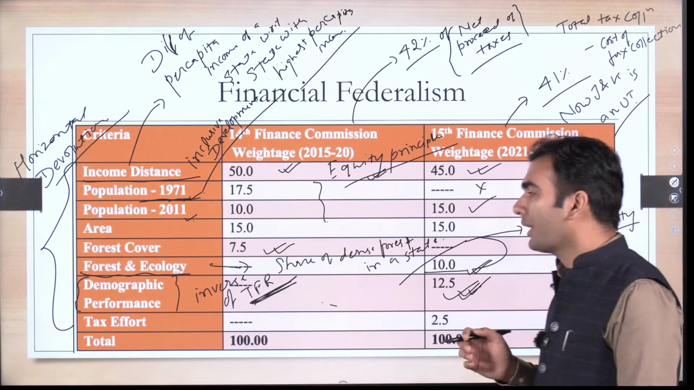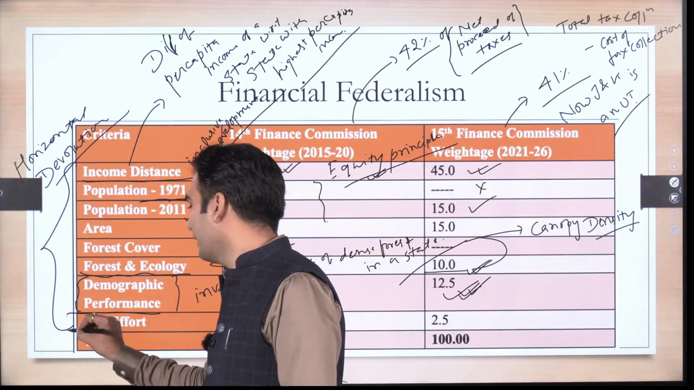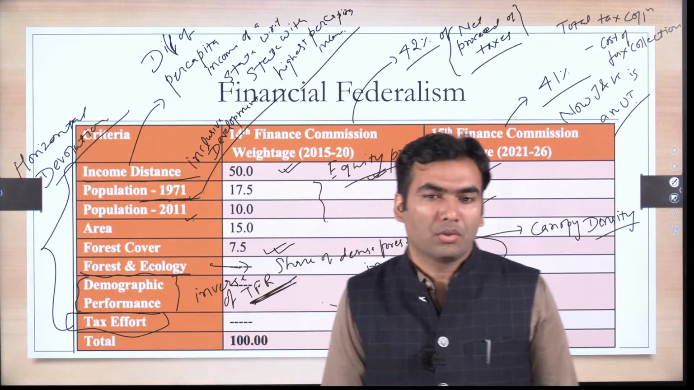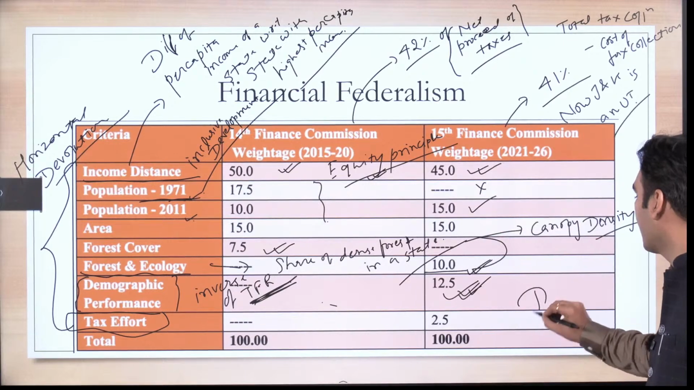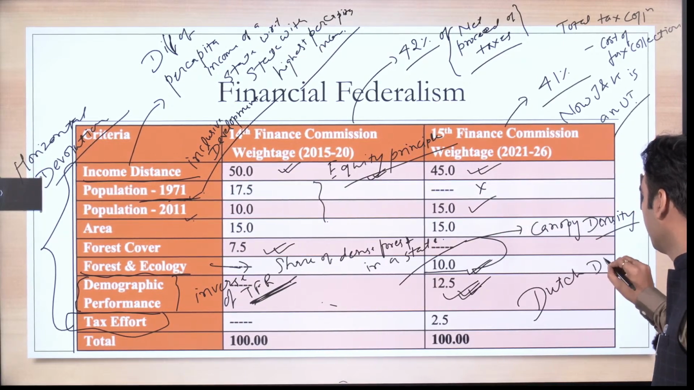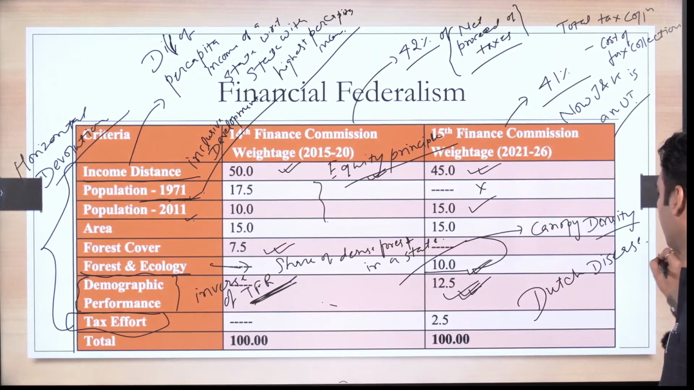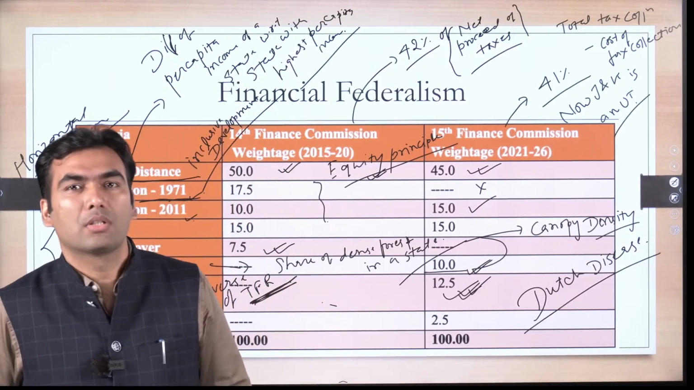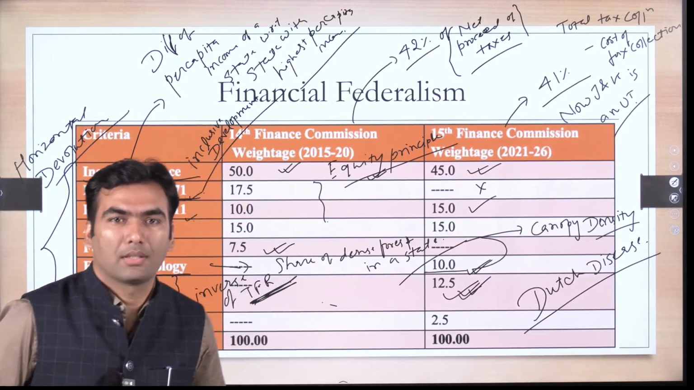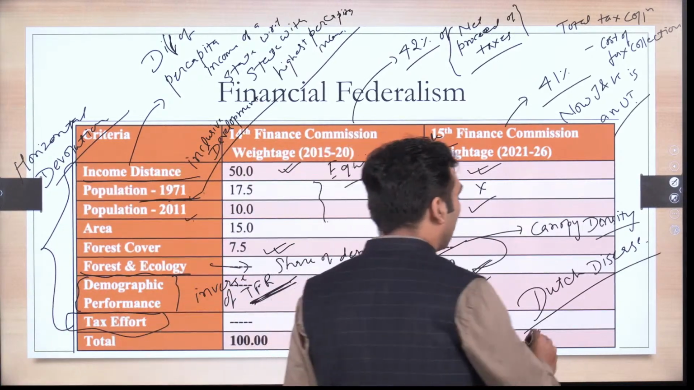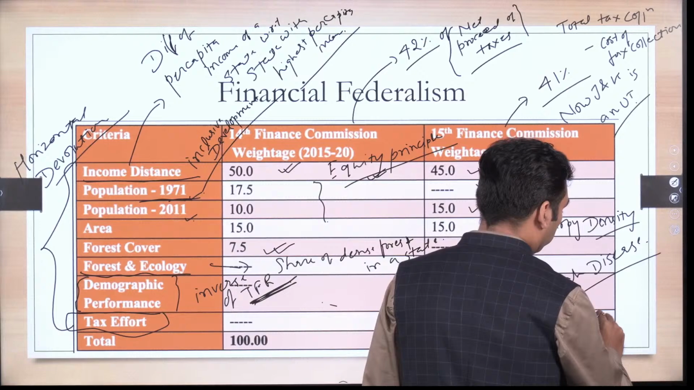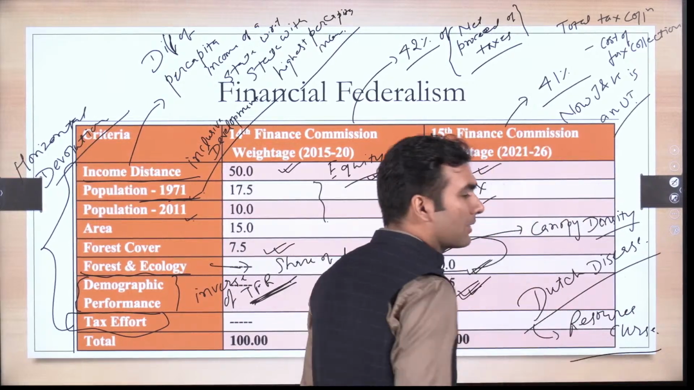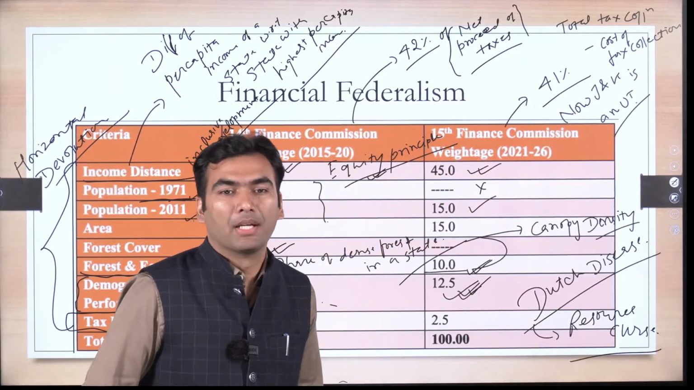Next, a new criterion has been introduced, that is tax effort. This is also being criticized. This is also known as Dutch disease. This concept you might have heard. Dutch disease means that those who are having more resources, or it is also known as resource curse. Having more of the resources, and originally this was given in the context of natural resources.